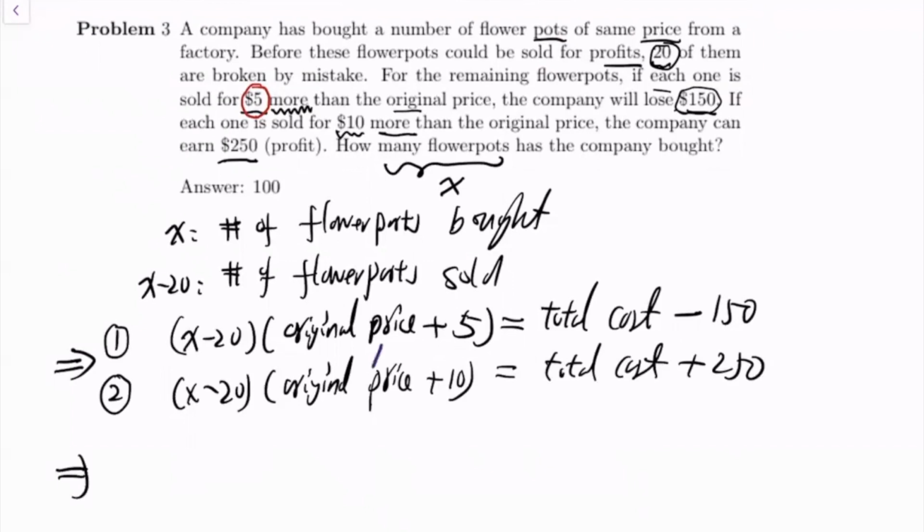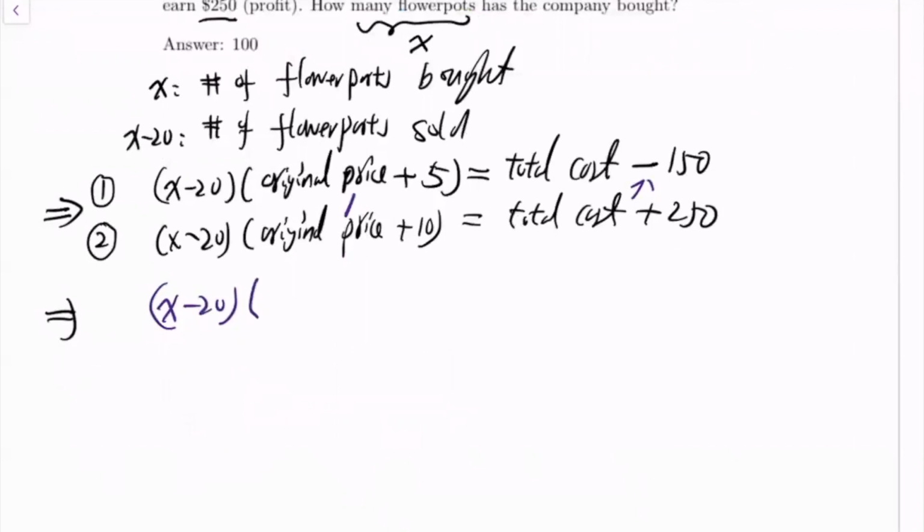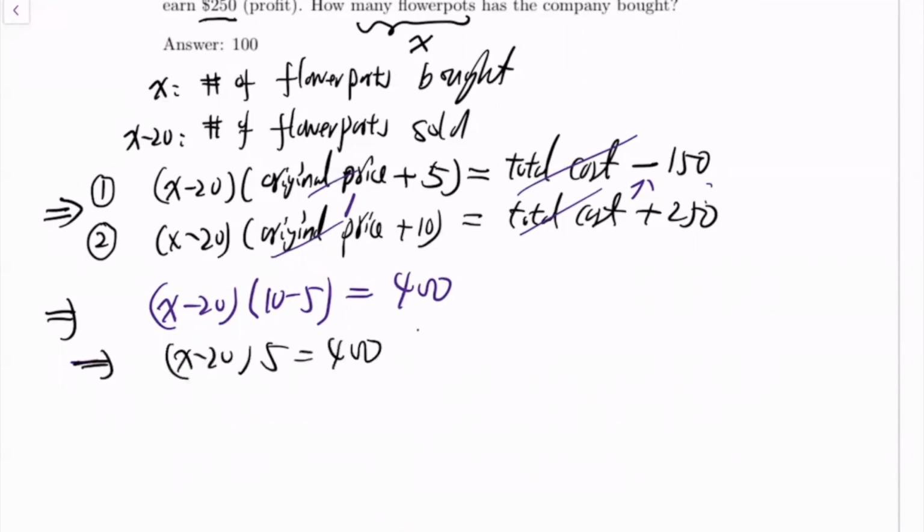Okay, now from here, you see, we could quickly just get the equation, because if you take the difference, if this minus this, what you get? You get X minus 20, right? And this is the original price, so this cancels, so you get 10 minus 5. The total cost cancels together, so we'll get 400. So from here, we just get X minus 20 times 5 is 400. So X minus 20 equals 80. So then we get X equals 100.